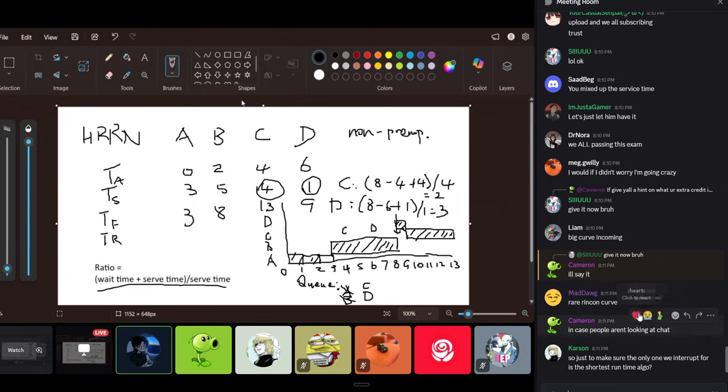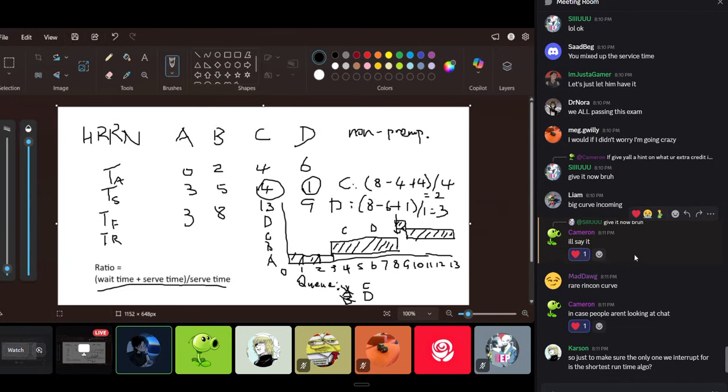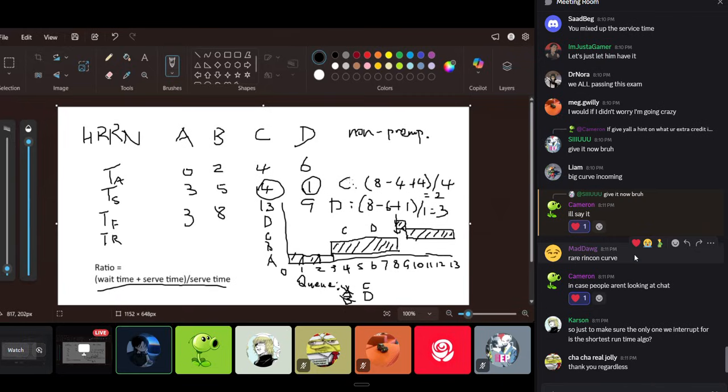But that is highest response ratio next. So again, just use the formula, and whichever has the higher one, run it and you win. Cool. Any questions on this before I move on to file system?